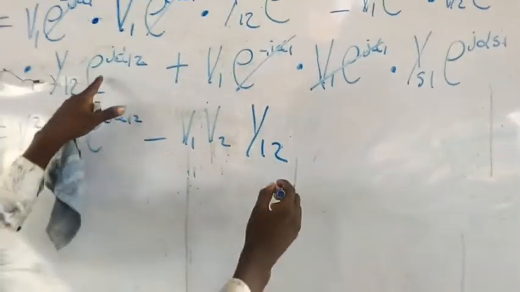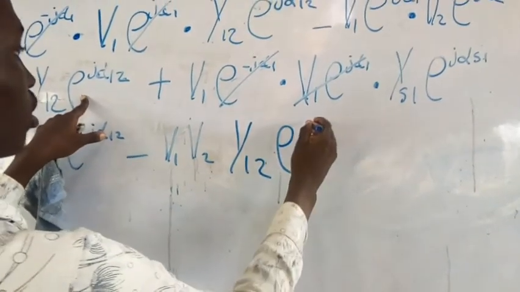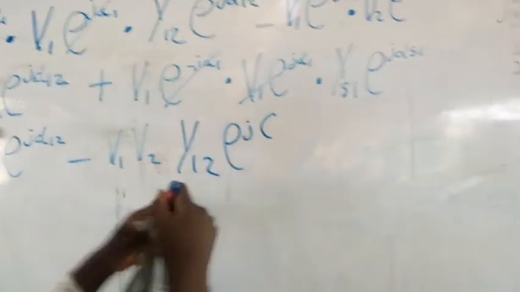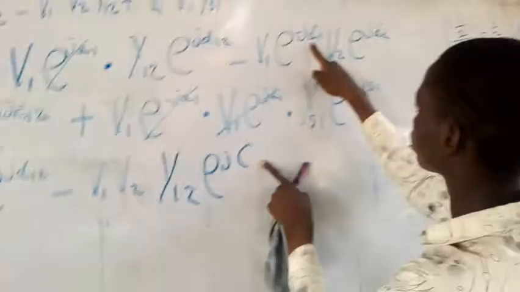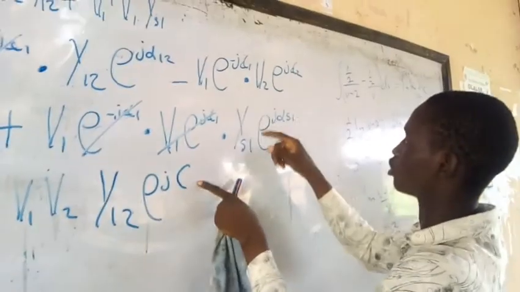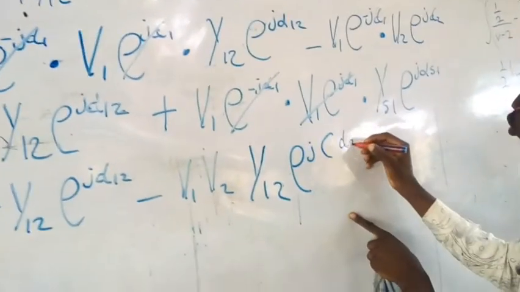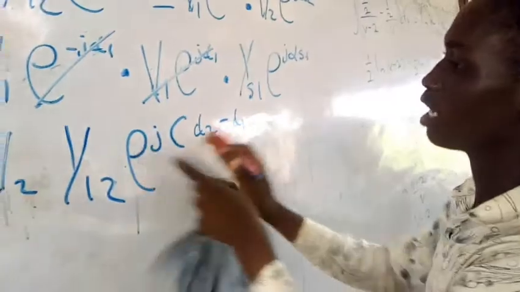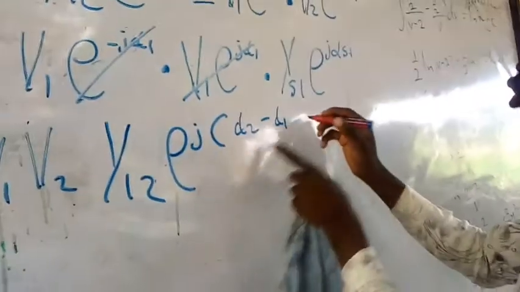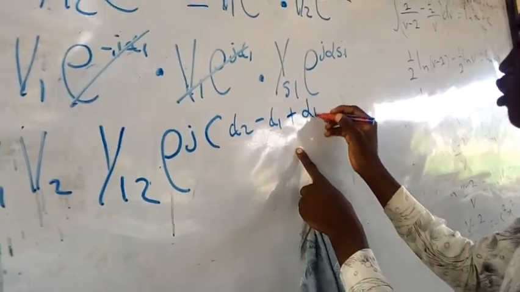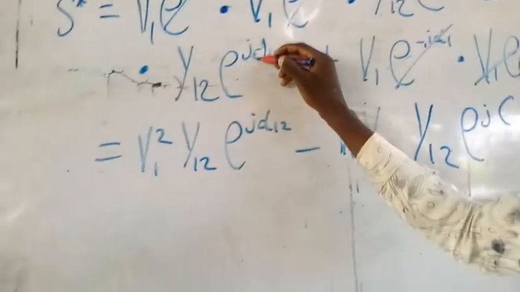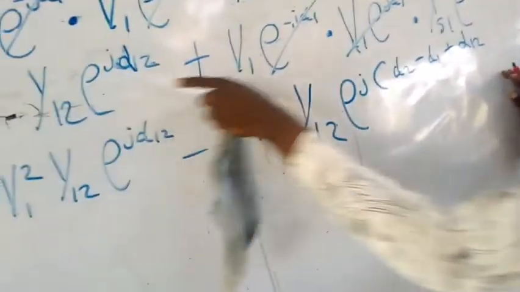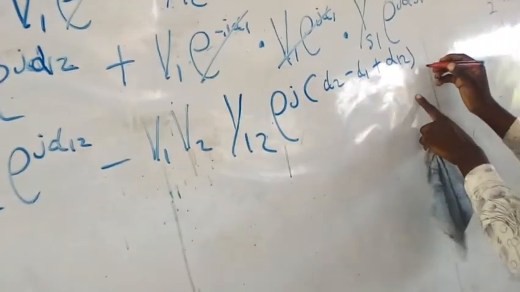Then e j into bracket. Now we have minus d1. I don't want to start with minus d1. I want to start with d2 first. So I'll put here d2 then minus d1. If you multiply this back, you have this back. So plus alpha 12. This alpha, not d. Alpha 12. Anytime there is y, there is admittance. It is having alpha. Close the bracket.